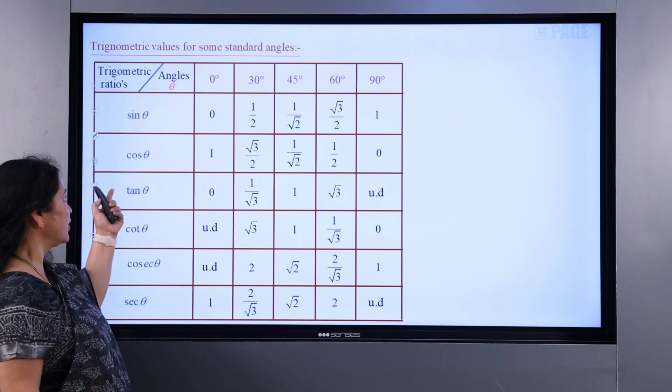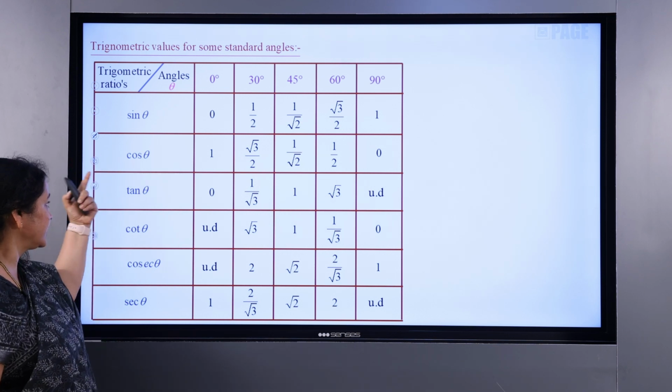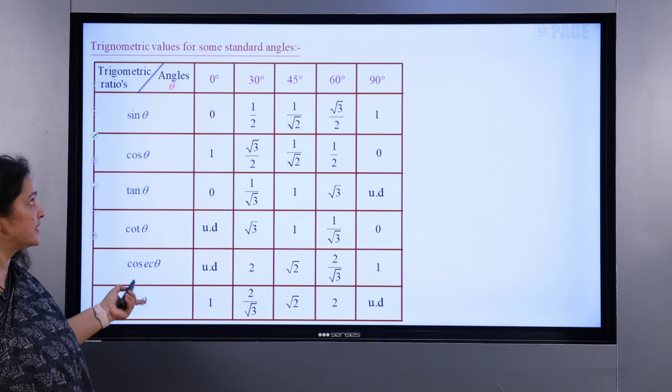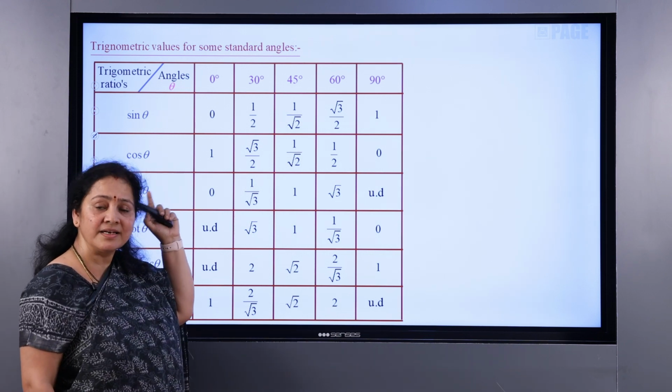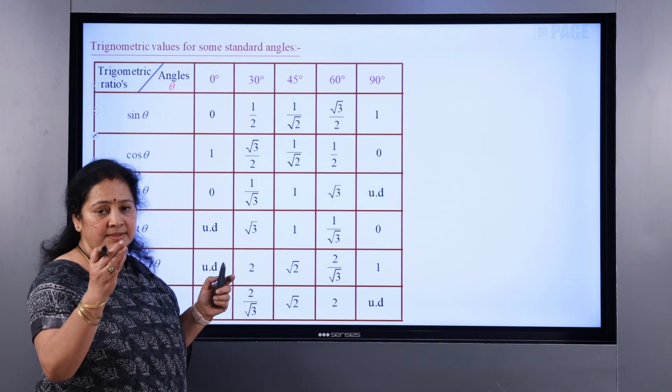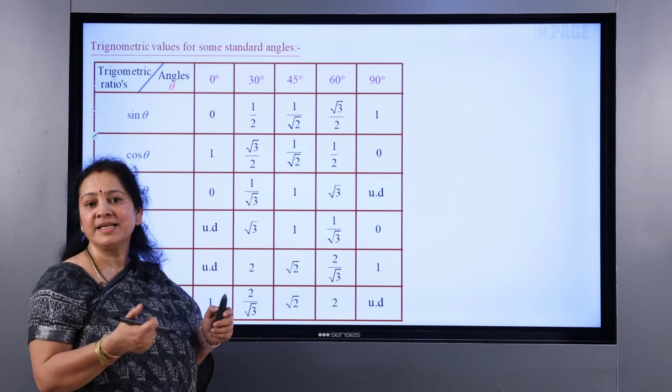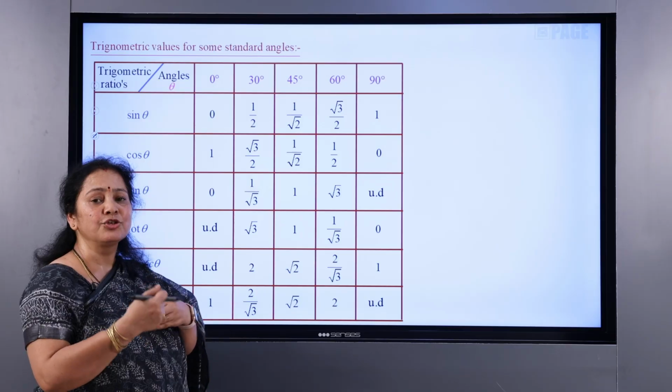So the 6 trigonometric ratios: sin theta, cos theta, tan theta, cot theta, cosecant theta and secant theta for the standard values 0 degrees, 30 degrees, 45 degrees, 60 degrees and 90 degrees. This should be memorized.